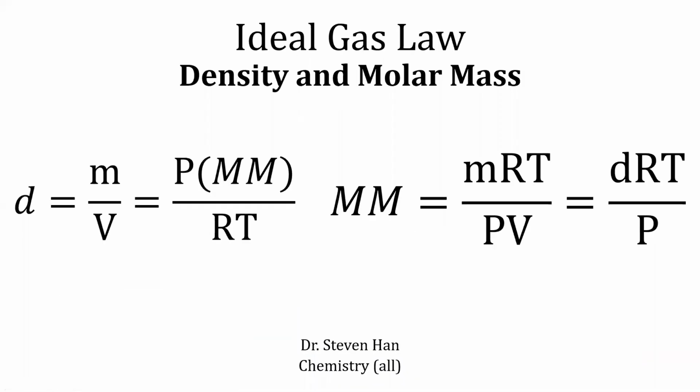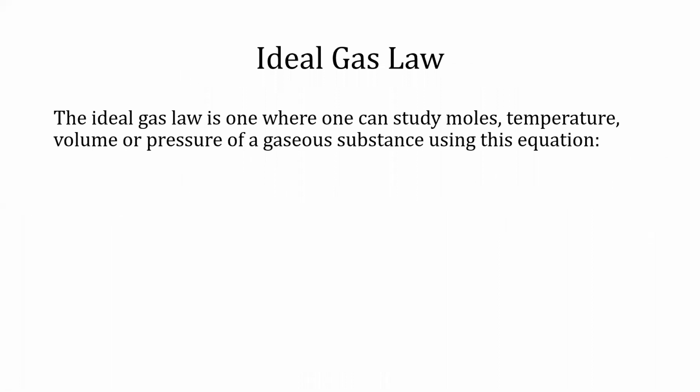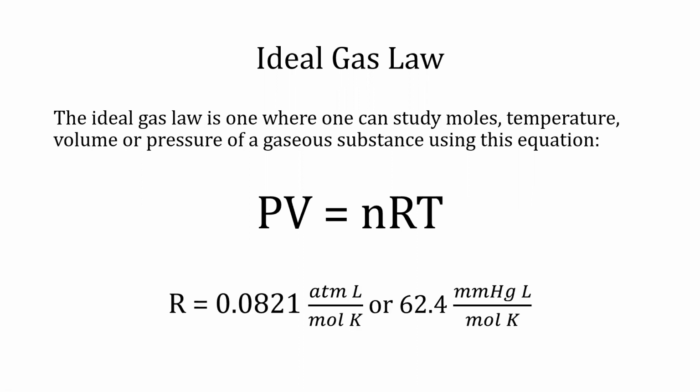This lecture is on the ideal gas law for problems involving both molar mass and density. The ideal gas law is one where one can study moles, temperature, volume, or pressure of a gaseous substance using this equation: PV equals nRT, where R equals 0.0821 atm·L per mole·K, or 62.4 mmHg·L per mole·K.